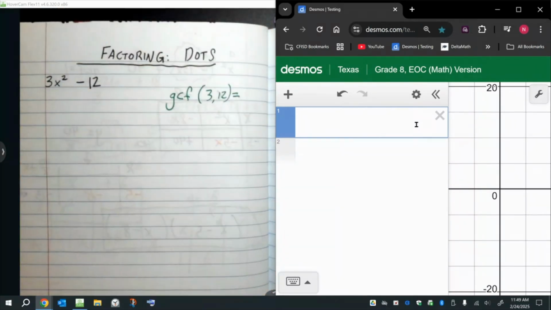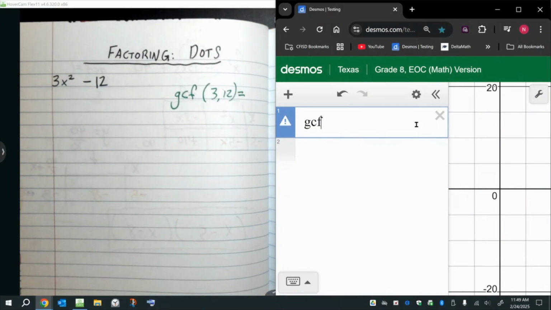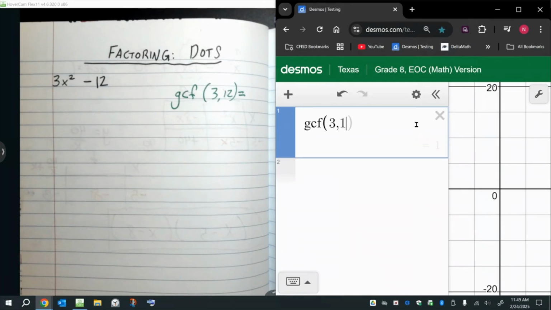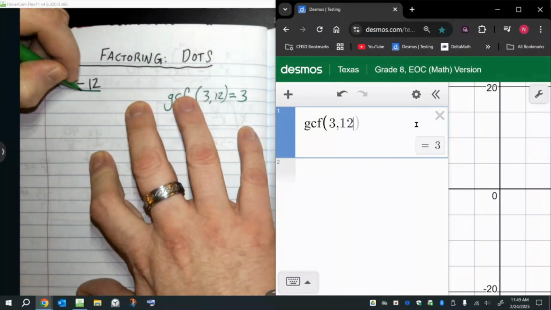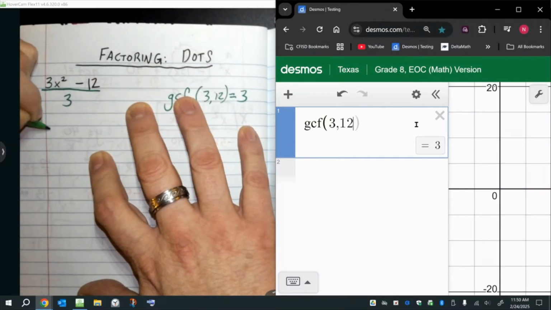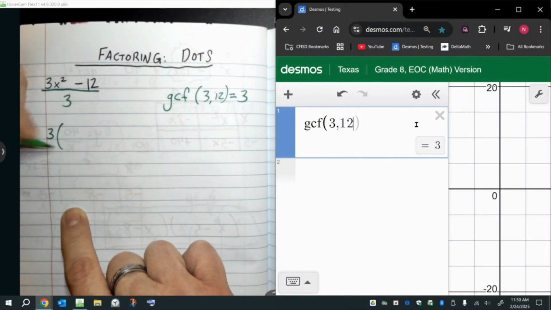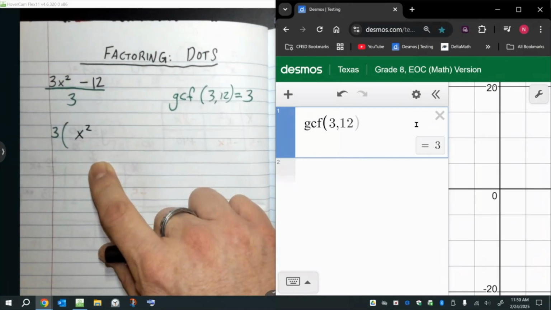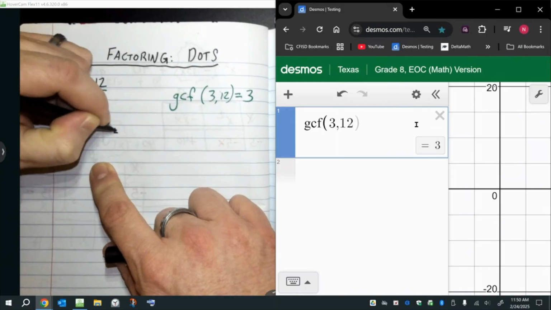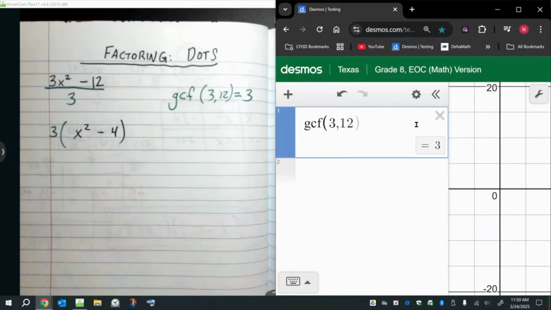You're going to find that the GCF of 3 and 12 is 3. So that means I'm going to divide this by 3. So 3 comes out front. And if I divide the first thing by 3, I have x squared. If I divide the last term by 3, I have negative 4.